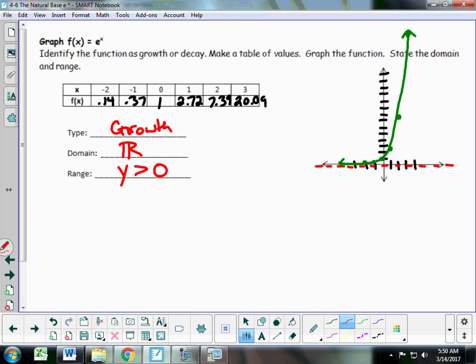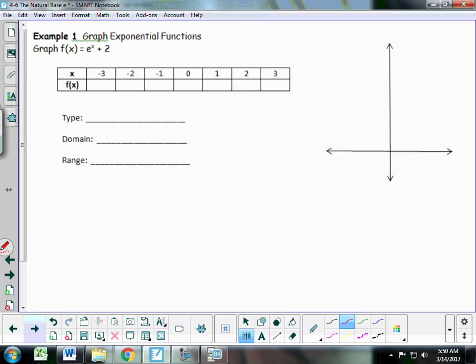All right. Let's take a look at another graph that's similar to this last one. So it's e to the x plus 2. You could always punch this in your calculator, or since we just graphed e to the x, e to the x plus 2 means you add 2 to all those values. So we have 2.14 and 2.37 and 3 and 4.72, 9.39, and 22.09. So it's pretty easy. We're just not going to bother with negative 3. It's going to be 2 point something.